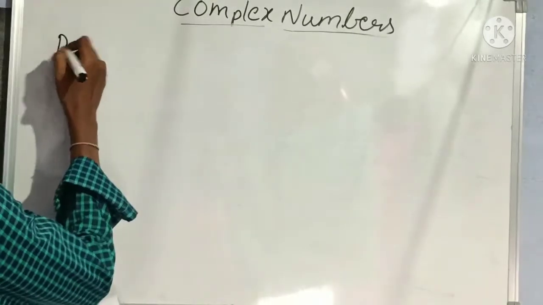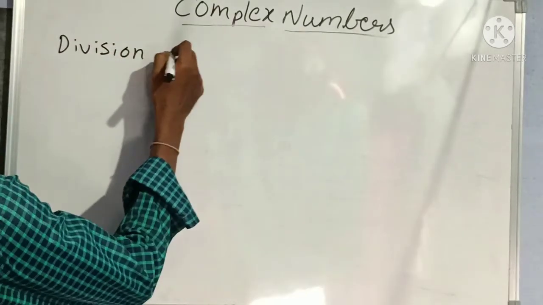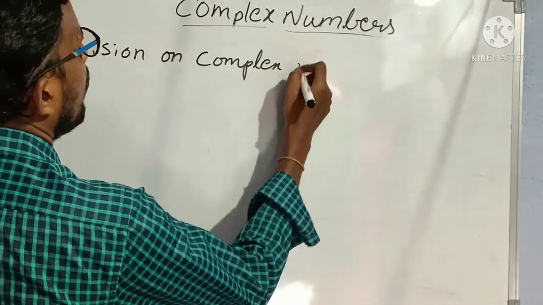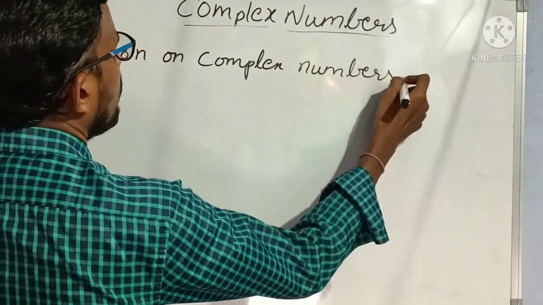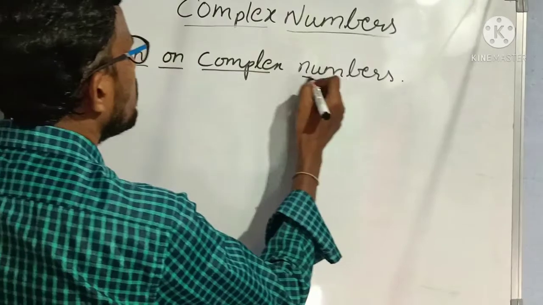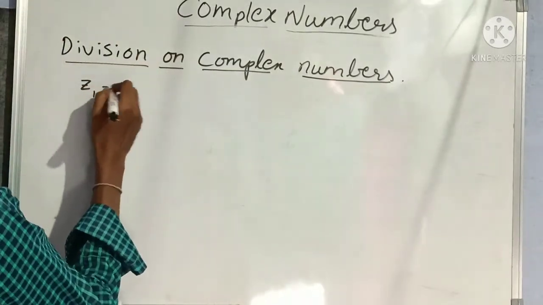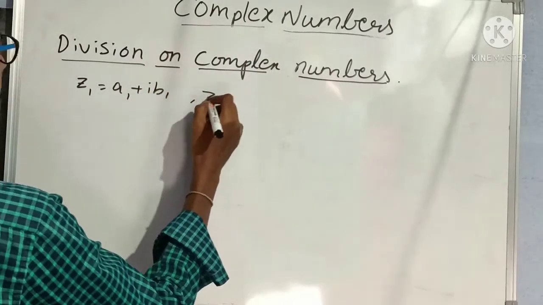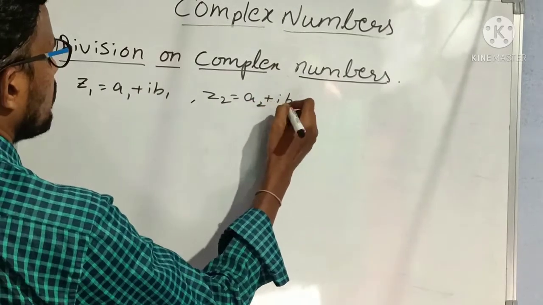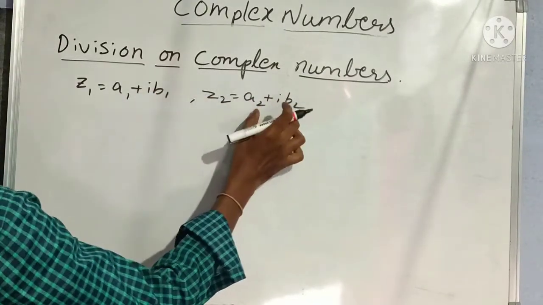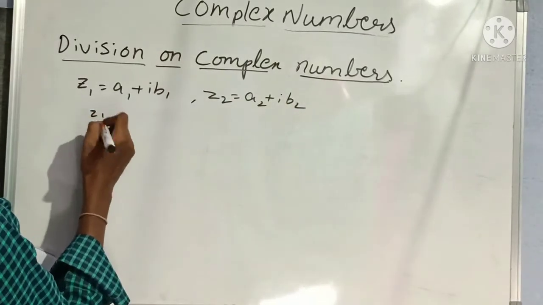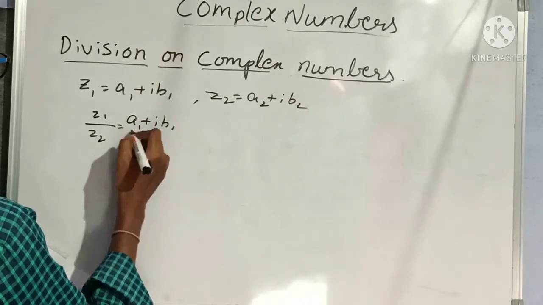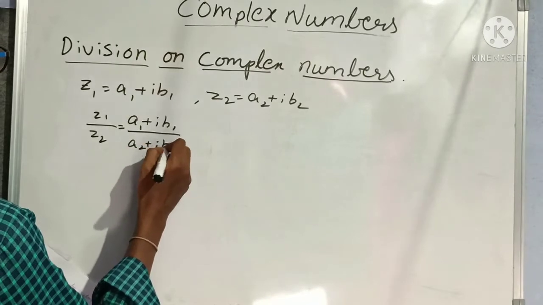So today's concept is division of complex numbers. How to perform division on complex numbers, let us see. Today also I am taking two complex numbers. Z1 is equal to A1 plus iB1, and Z2 is equal to A2 plus iB2. This is my first complex number and this is my second complex number. Now I want to divide Z1 by Z2. So Z1 divided by Z2 is equal to (A1 plus iB1) by (A2 plus iB2).